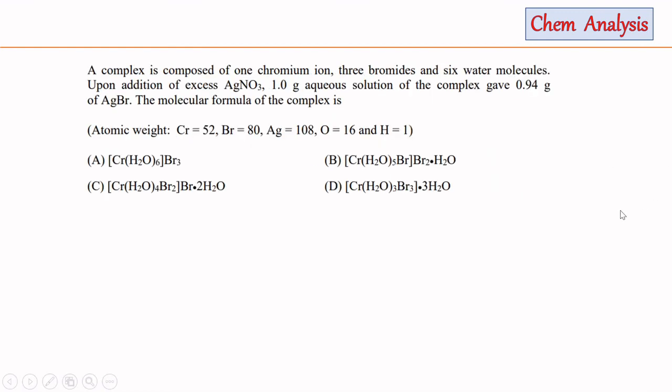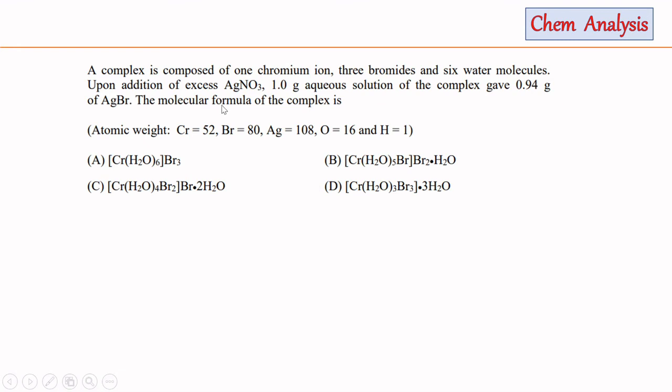So next question. This is the last question for this discussion. Here we have to find the molecular formula of the final complex, given a complex containing 1 chromium ion, 3 bromides and 6 water molecules, where upon addition of excess silver nitrate, 1 gram of aqueous solution of this complex gave 0.94 gram of silver bromide.